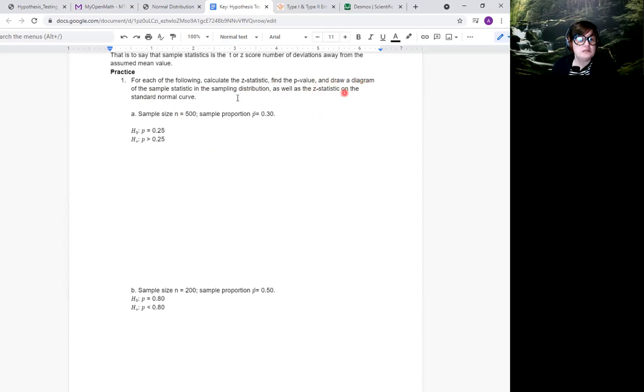And then I also want you to draw a diagram of the sample statistic, so in this case our p hat in its sampling distribution, as well as what the normalized statistic looks like on the standard normal curve. So we're going to compare the standardized test statistic to the sample statistic inside of the sampling distribution. Wow, isn't that a big mouthful? All right, so let's go ahead and do this.